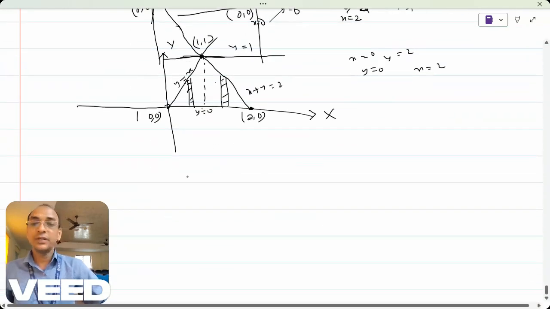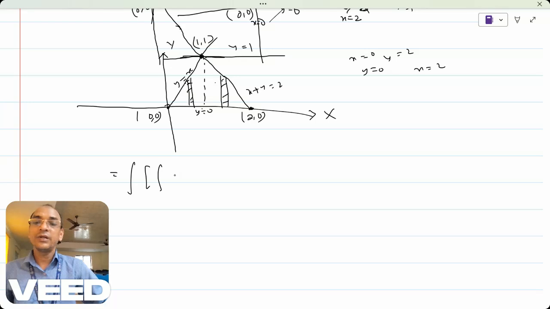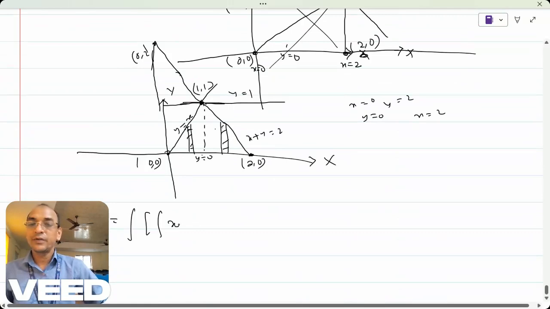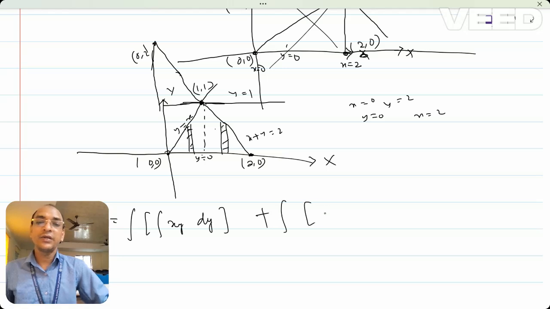So what I will do here is write the integration of xy dy dx as two integrals. Now I will first consider this region. In this region, this point is x equal to 1, that is 1 comma 0.